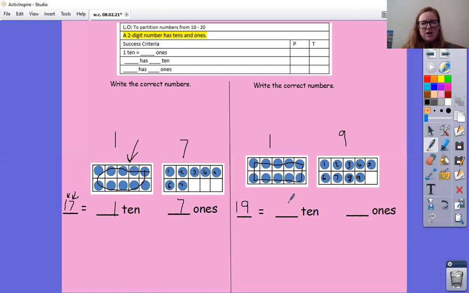19 equals 9 tens and 1 one. Is that correct? No, that's not correct. I don't have 9 full tens frames, do I? Absolutely not. So I need to correct this. It is 1 ten because I have 1 complete tens frame, and 9 ones because I've got 9 individual counters in that incomplete tens frame.